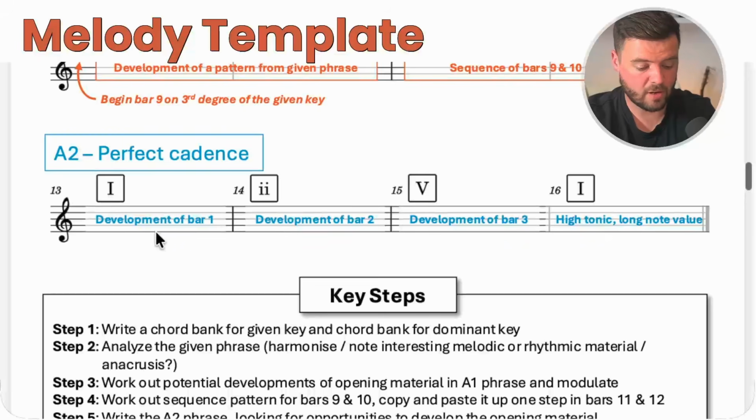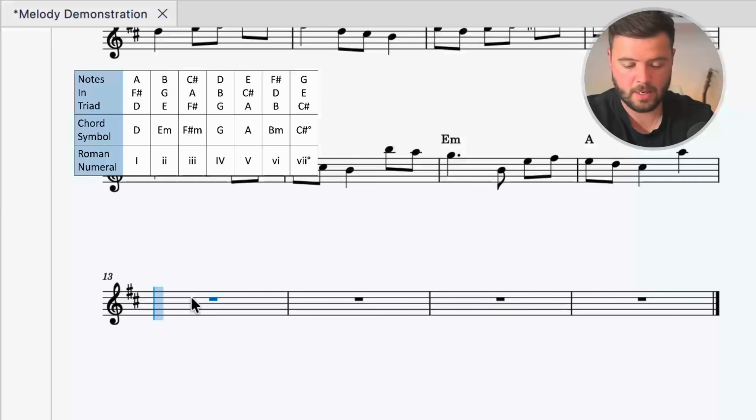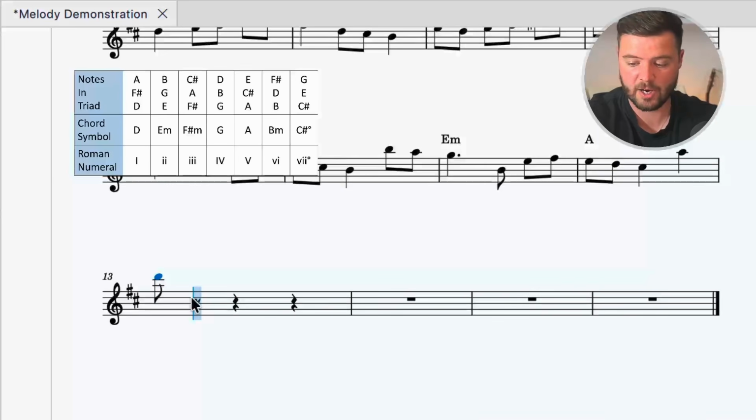So we're going to develop bar 1 in this first bar of the phrase, develop bar 2 in this second bar of the phrase, develop bar 3, and then bring it home on potentially a high tonic long note value in the 16th bar. So what I'm thinking here is we finished on a high A, so we aren't a million miles away from the very high D. Now you wouldn't want to stay any higher than that. Maybe 2 ledger lines is quite high enough.